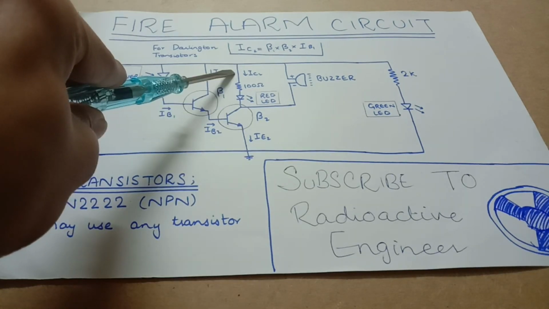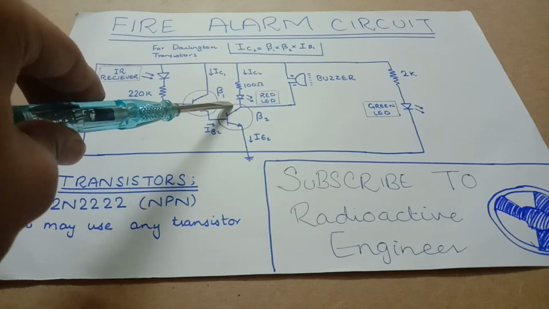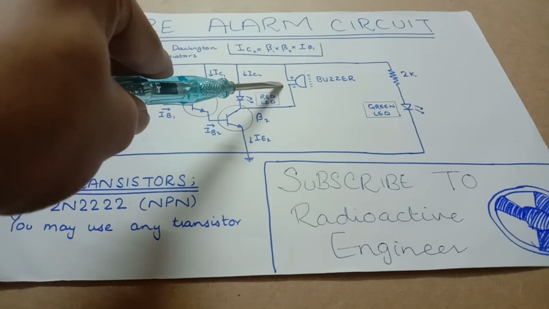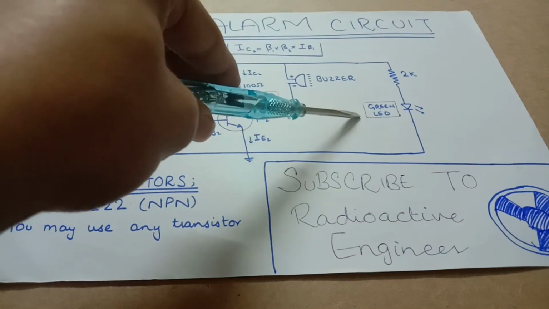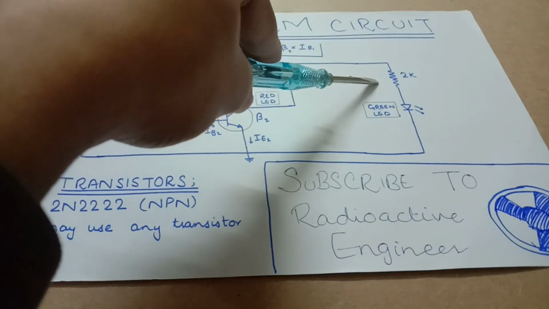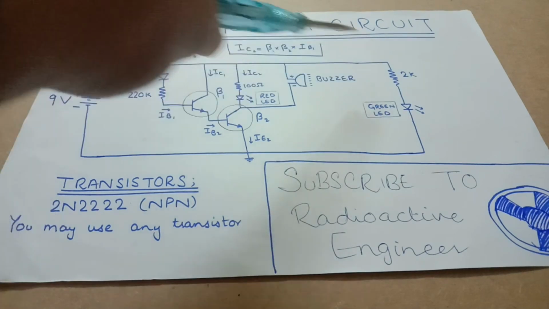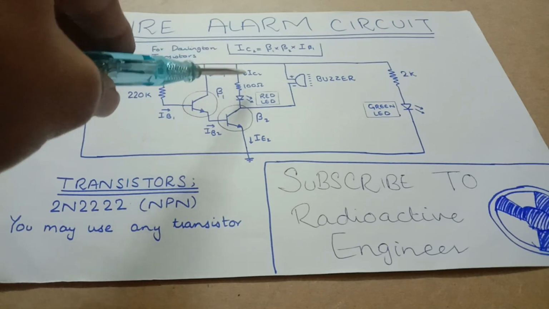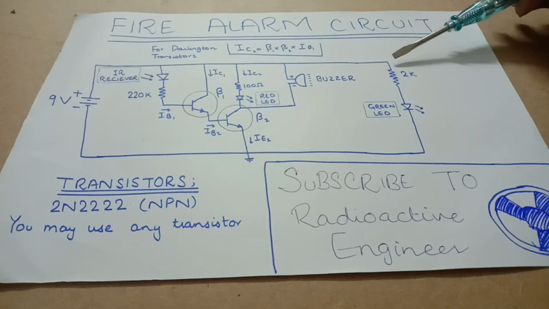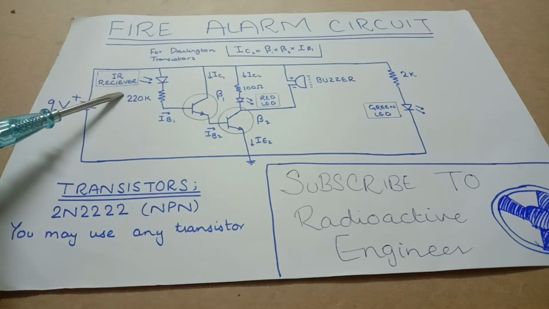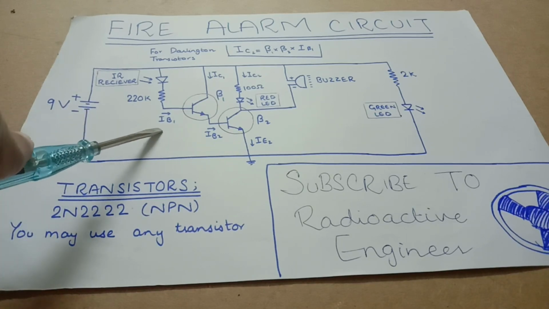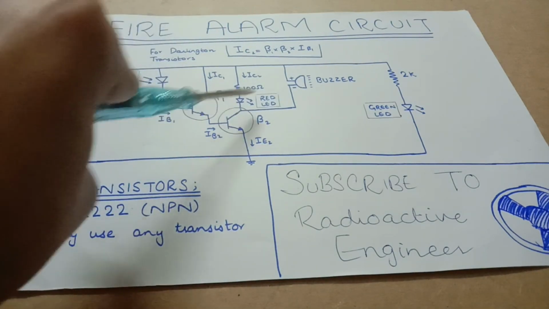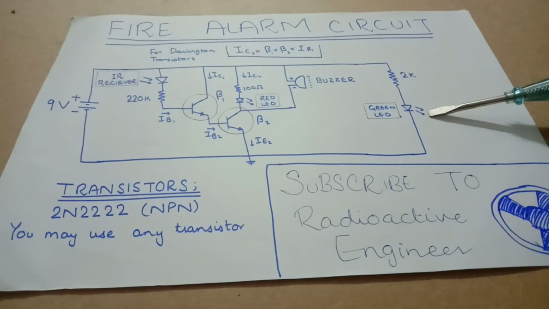When the current IC2 starts flowing through the second transistor, the red LED lights up, which also activates the buzzer, and hence turns off the green LED, because we have a greater resistance over here, which is 2 kilo ohm, and a smaller resistance over here, which is 100 ohm. So the majority of the current passes through the red LED and the buzzer, and hence the green LED turns off. And when there are no flames detected by the IR receiver, it is forward biased, which makes the current IB1 equal to 0, and hence the red LED and the buzzer turn off, and again the green LED turns on.